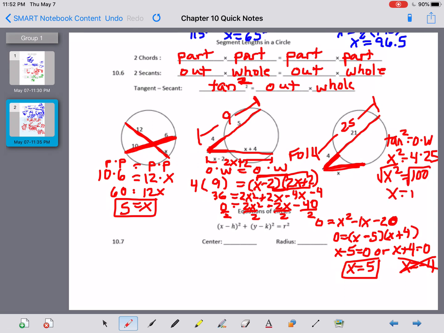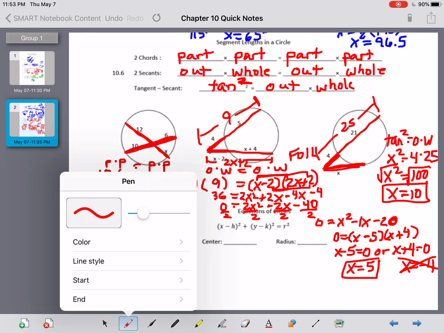Do I always get a whole number? No, but this one came out nice. And that's your segments in a circle. Check 10.6 notes for more examples of that if you need to. All right, and we did one more section, 10.7, which was kind of completely different.